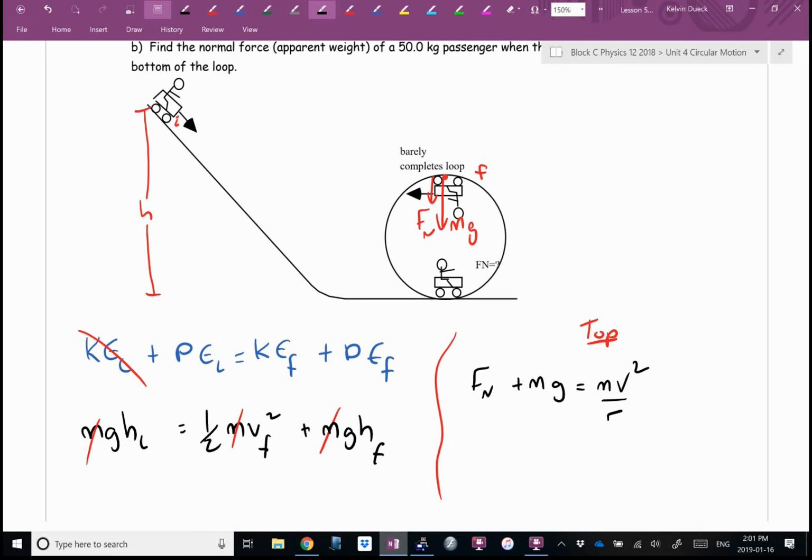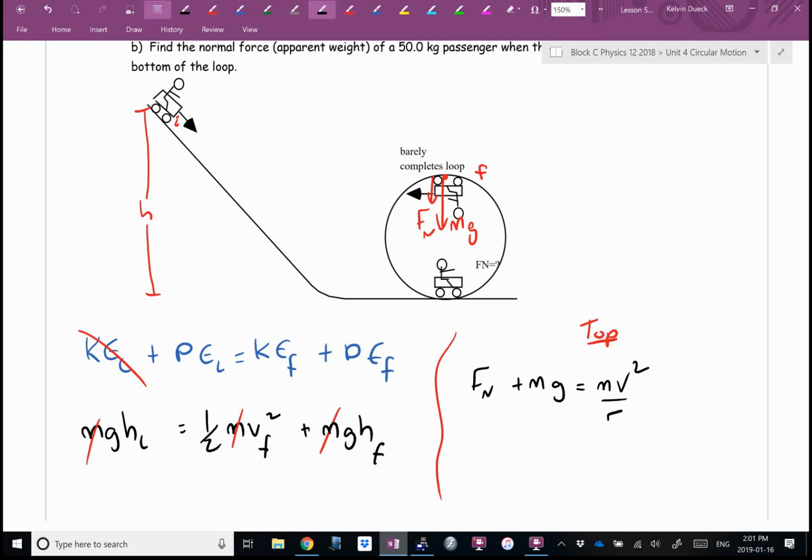What word did I underline? No, in the instructions. Sorry, not here. What word did I underline in my question? Barely. If you barely make it through, what that really means is, what do you think your normal force is exactly if we barely make it through?